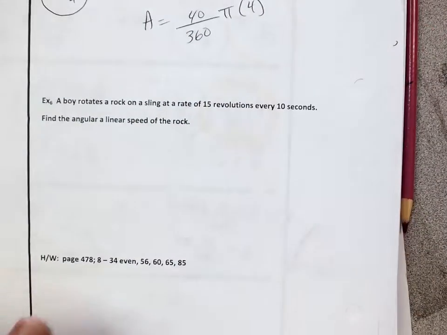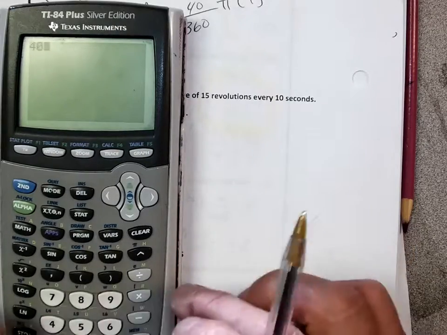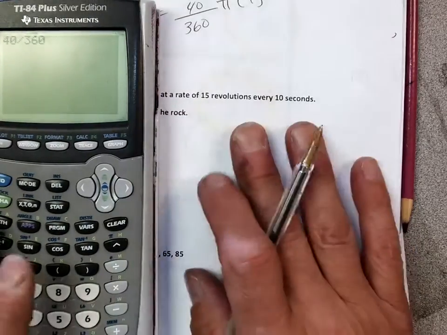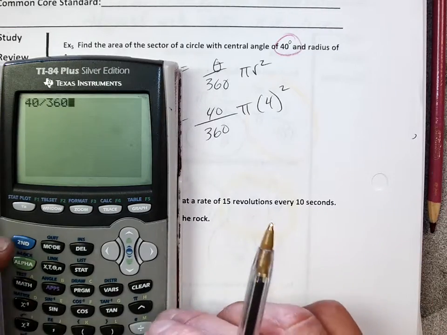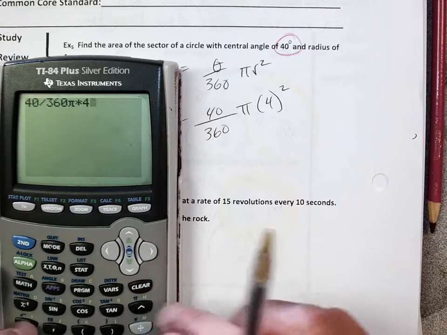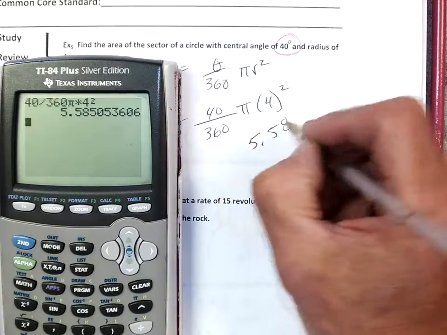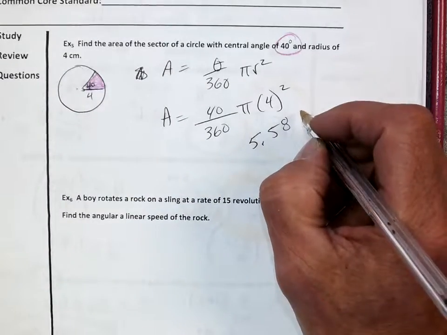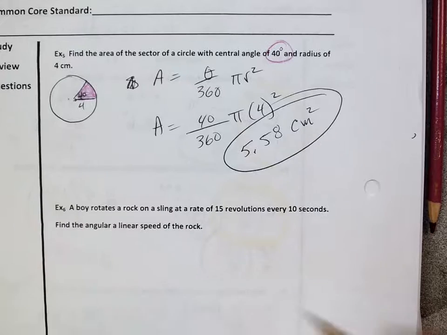And I'm just going to use a calculator, okay? So this isn't that hard. You just plug in numbers into a formula, right? All right, so we got 40 divided by 360 pi times 4 squared. I get an answer of about 5.58, and that would be in terms of centimeters squared, okay? So that's how much pizza I get to eat, as far as area.